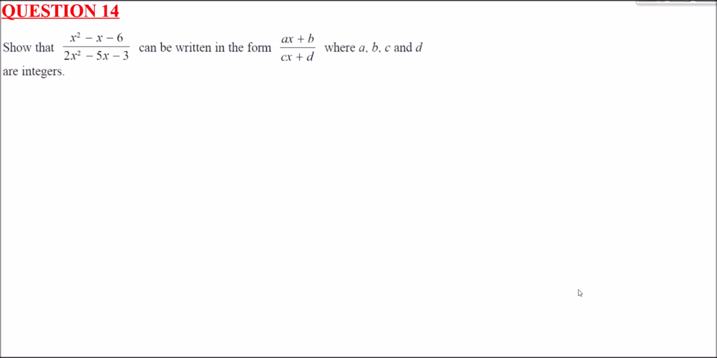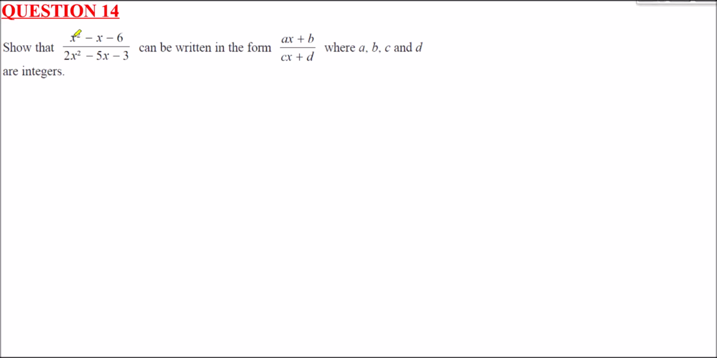For question 14, we have to show that this algebraic fraction, x squared minus x minus 6, all over 2x squared minus 5x minus 3, can be written in the form ax plus b all over cx plus d, where a, b, c and d are all integers. In other words, a, b, c and d have to be whole numbers, but they are allowed to be negative. If you've got a question like this, where it's simplifying an algebraic fraction, it almost always is a good bet to factorize both numerator and denominator.